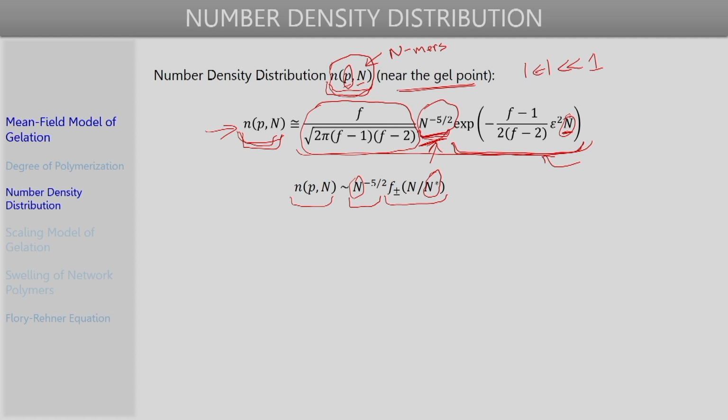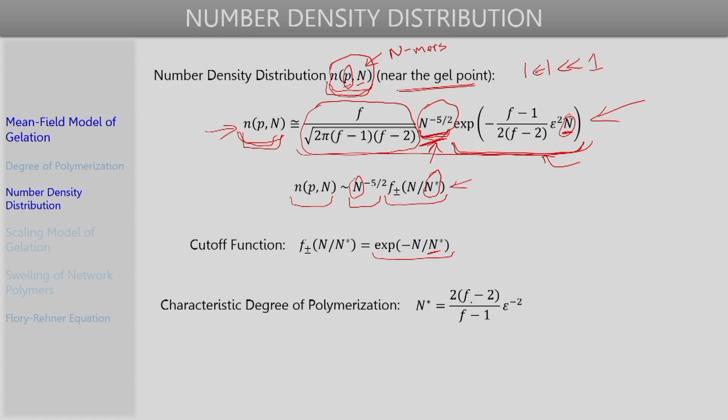So, this f plus or minus n over n star, this function is referred to as the cutoff function. If we consider the form of the equation here, then the cutoff function for the mean field theory is of the exponential form, exponential of minus n over n star. Here the n star is called the characteristic degree of polymerization, and by comparing these two, we can find that n star will be given by this relation through the mean field theory of gelation.